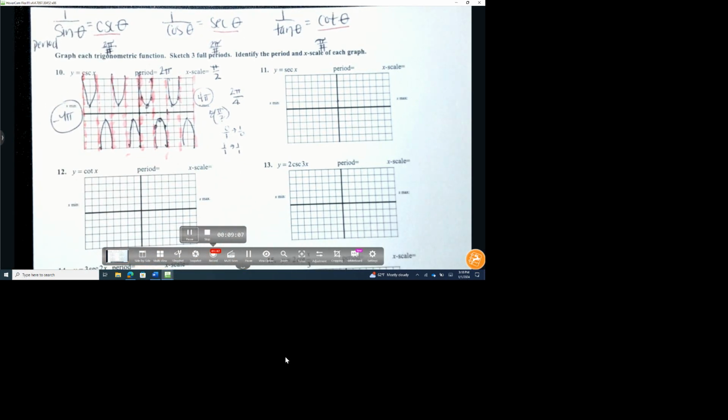All right, that is cosecant. So everything I do with cosecant, I'm going to come back and look at this parent function of cosecant. Remember, cosecant is the reciprocal of sine. Now let's focus in on secant.